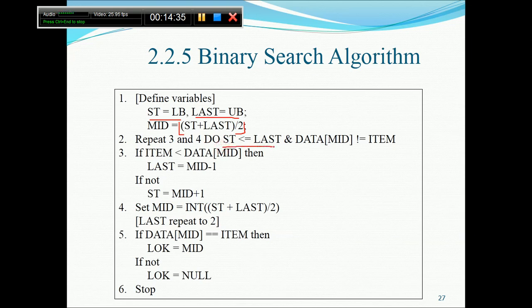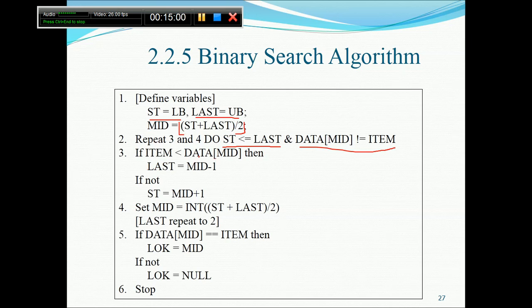So start is less than or equal to last. This means we still have some element present in the array. If start is less than or equal to last, there is some element present in the list, and data[mid] is not equal to the item, meaning the middle element is not equal to the item we are looking for. Then we have to find whether to choose the left part of the array or the right part of the array.